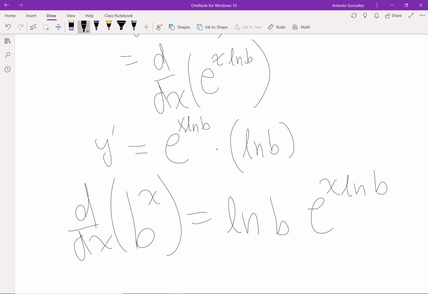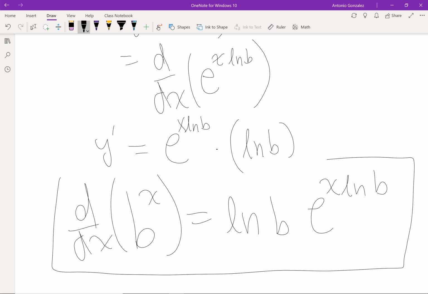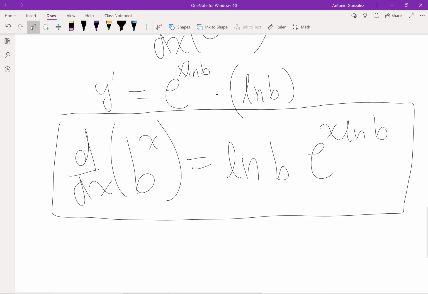Ln of b. All right, so that is our new formula for the derivative. And based on this, if this is true, then let me write it in that form, where e to the x times ln of b is b to the x.